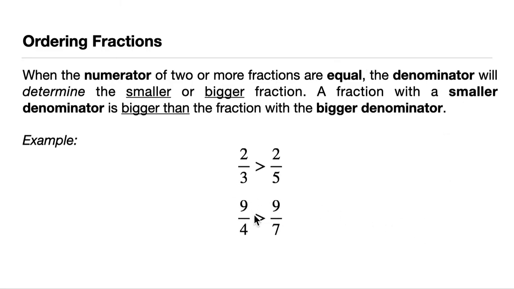One more example, look at this. The numerators are the same, the denominators are not. So we're going to choose the denominator with a smaller value and put it as the greatest. So 9 over 4 is greater than 9 over 7. Okay, so that's for our case 2.